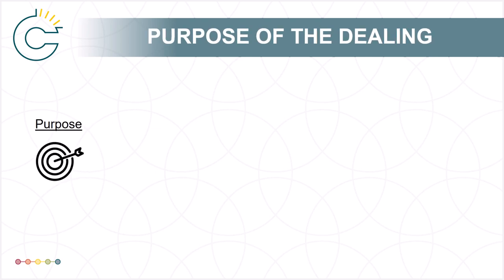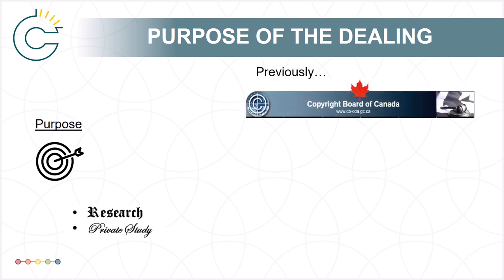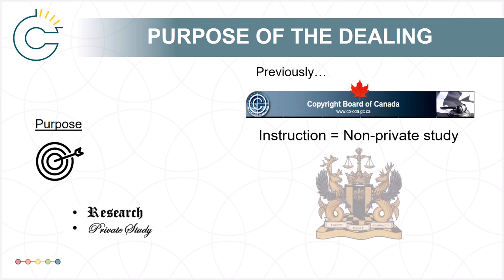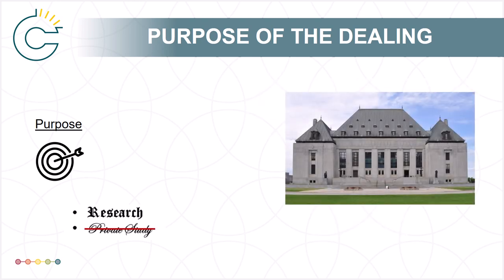In applying the six-factor analysis, the first factor is the purpose of the dealing. While the dealing has a clear connection to research and private study, the court must consider the extent to which the purpose of the dealing tends toward a finding of fairness. When the Copyright Board made its earlier decision in the same case, it found that the copies made by teachers were predominantly for instruction or non-private study, and thus would tend toward unfairness. The Federal Court of Appeal agreed with the Copyright Board's decision that the copies were made for non-private study. A majority of the Supreme Court disagreed.